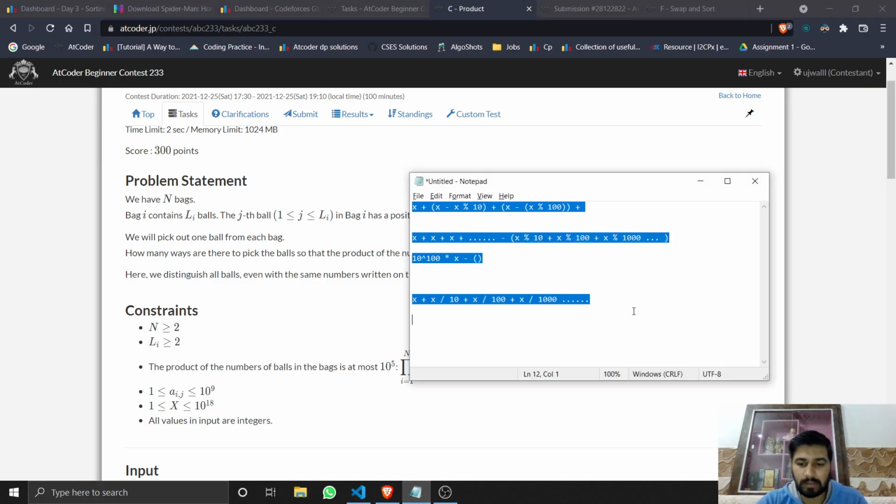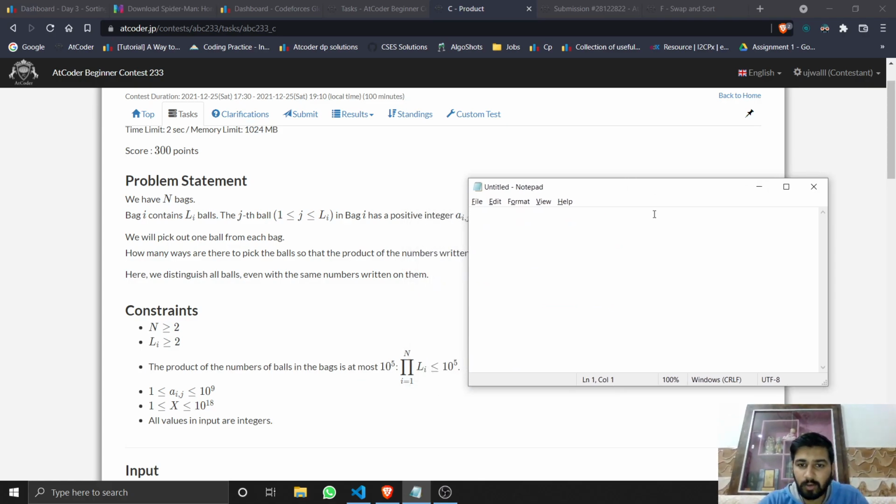So let's just simplify it. We have n bags, and we have to pick one ball from each bag. At the end, we need to tell the number of ways such that, since we are picking one ball from each bag, the total number of balls that we'll pick is n, and the product of these n numbers is equal to x. That's it. That is the question.